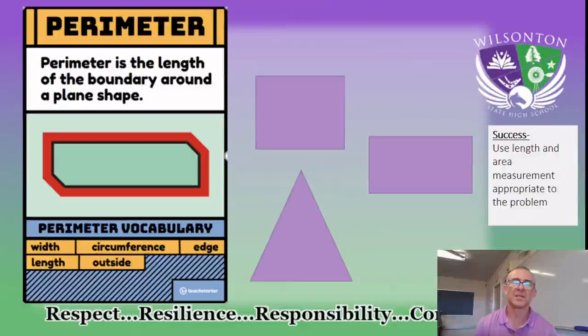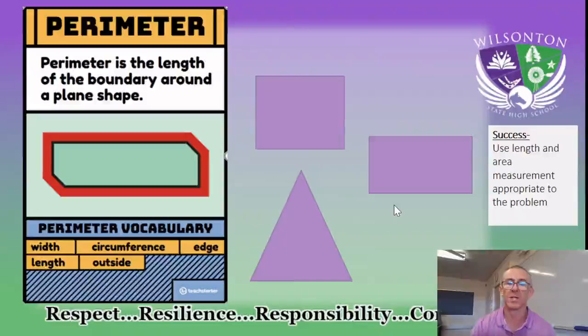Okay, the perimeter is the length of the boundary around a plane shape. So any plane shape, and when we're talking plane shape, we're talking two-dimensional shapes, we're talking flat shape. It is the boundary around the outside of that shape. Okay, and when we're talking perimeter, we're talking width, circumference. When we're talking about circles, the edge, so we can also talk about the edge around the shape, the length or the outside of the shape.